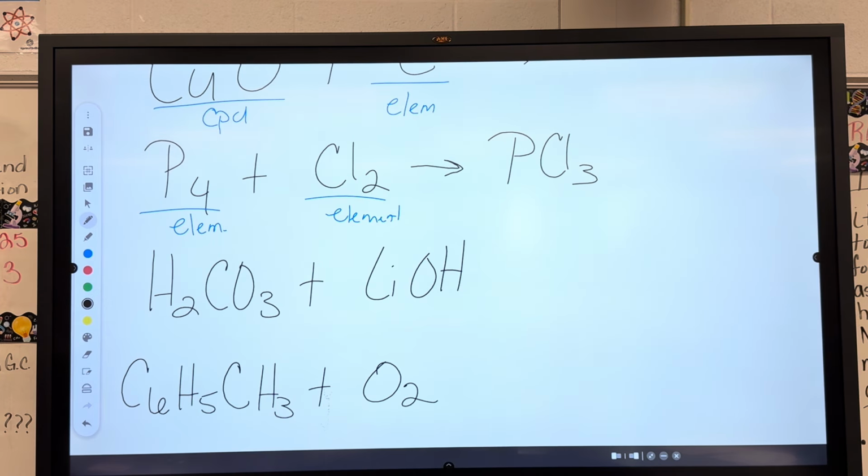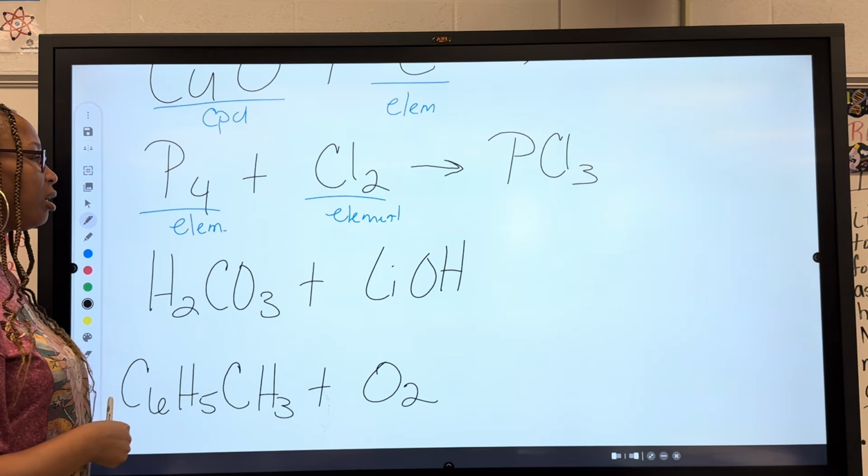PCl3. That goes back to phosphorus having 5 valence electrons and chlorine each having 7 valence electrons. Chlorine needs 1 to complete its octet. Phosphorus needs those 3. So the 3 chlorines combined with the phosphorus goes back to those Lewis structures. So you're going to have PCl3 here.